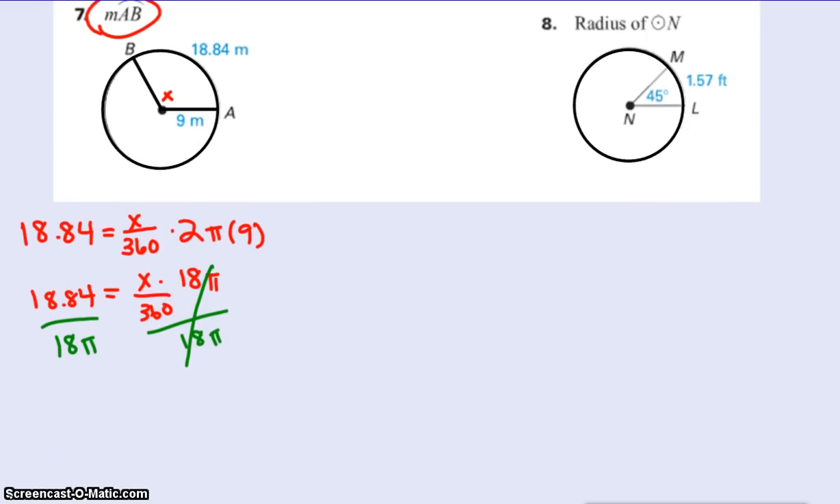Oops, I'm running out a little bit of a slide down here. Alright, so I get 0.33 equals x over 360. I simply multiply what I have by 360, and x is 119 degrees.